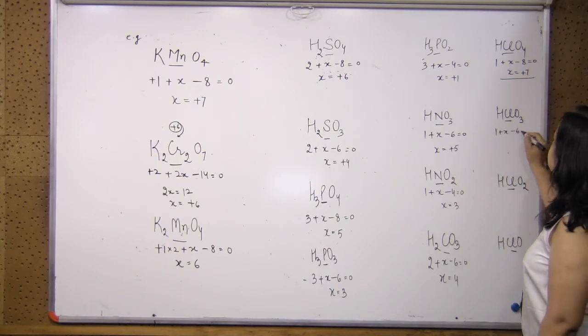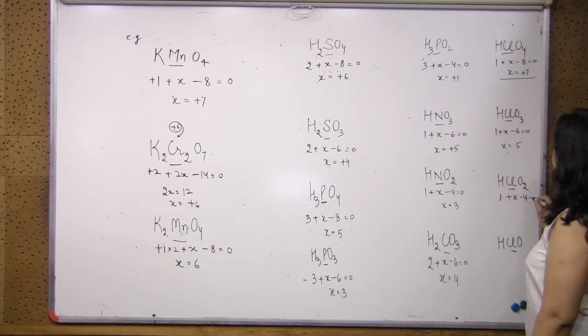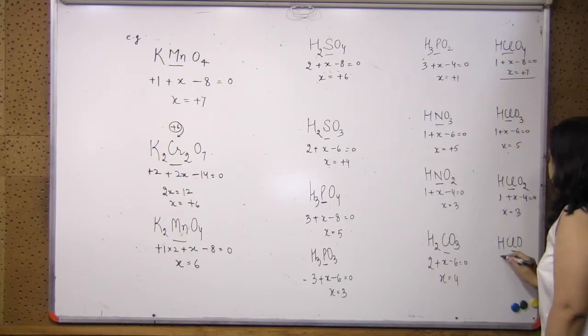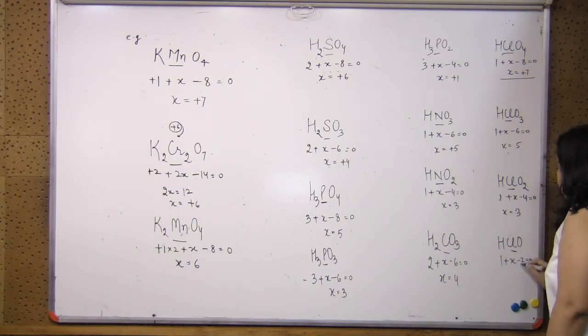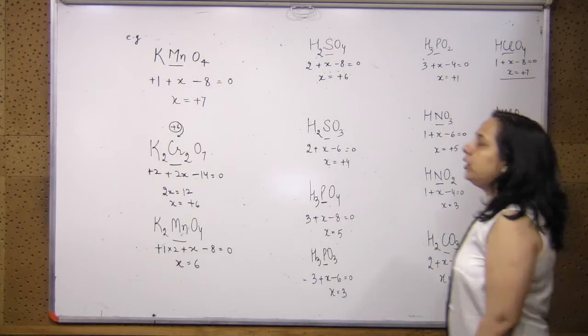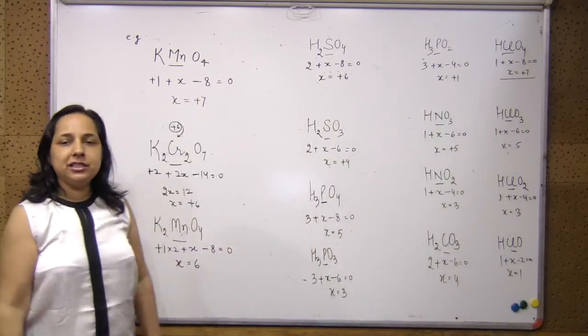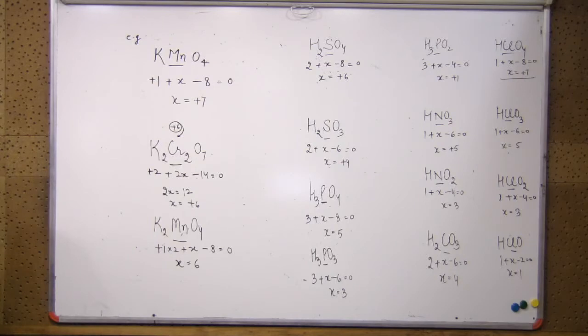1 plus x minus 6 is 0. X comes out to be 5. 1 plus x minus 4 is 0. X comes out to be 3. 1 plus x minus 2 is 0. X comes out to be 1. I have just shown how to calculate the oxidation number for each element. These are simple molecules in which we can calculate the oxidation number of the underlined species, because hydrogen, potassium and oxygen are known to us, and we can calculate the oxidation number of the middle element or the element other than these. So this is about oxidation number calculation.